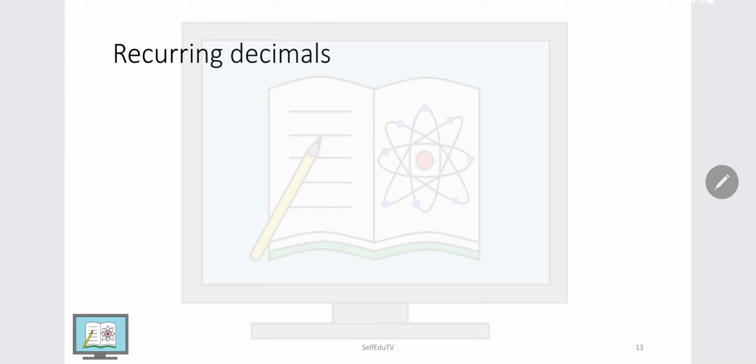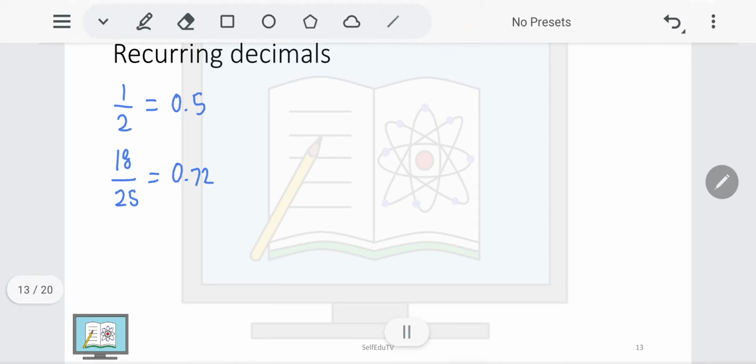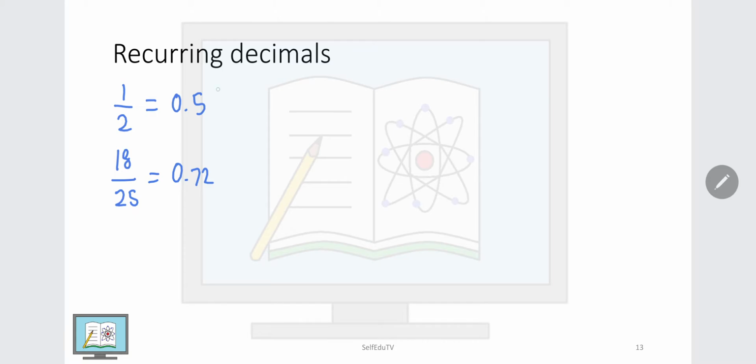Next, what are recurring decimals? So previously, if we change this fraction to decimal, it will be just 0.5, exactly 0.5. So if we change this fraction, it will be exactly 0.72. So these two are known as terminating decimals.